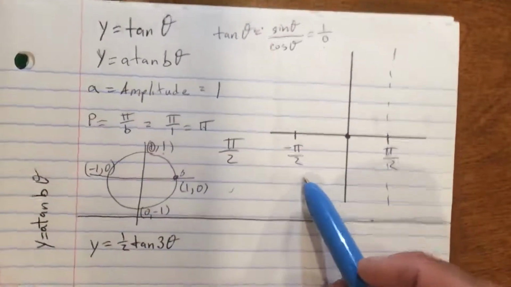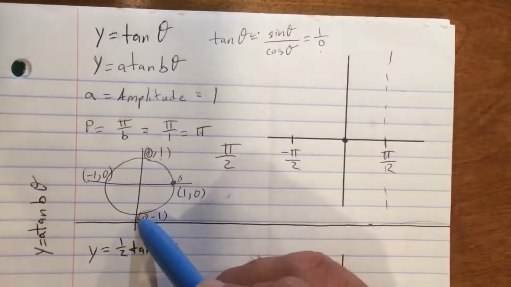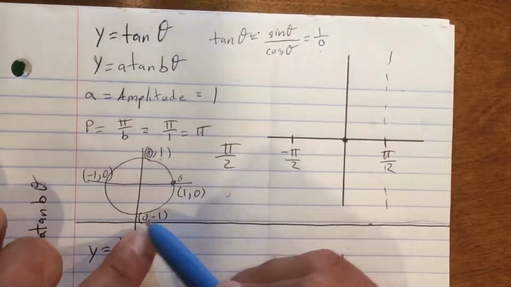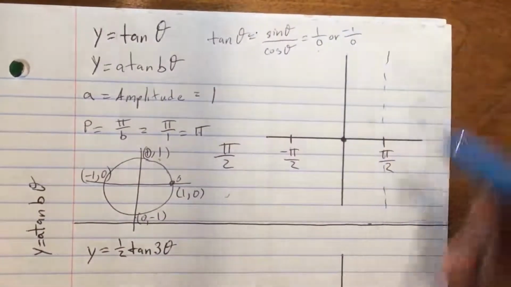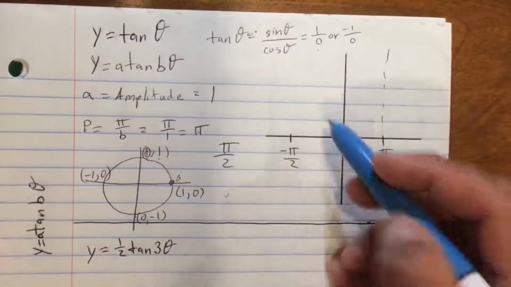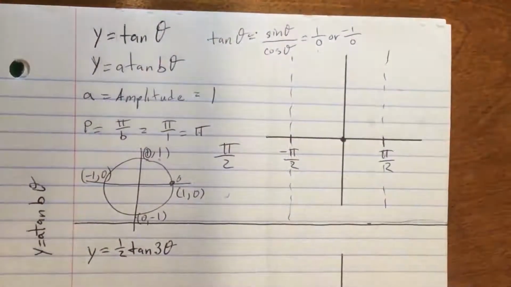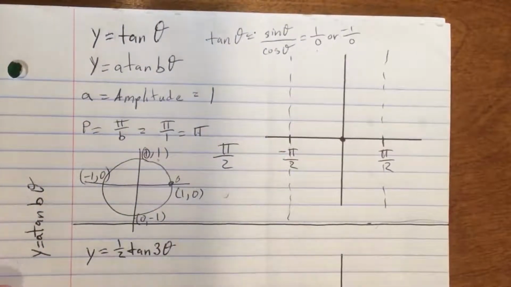If you look at negative pi over 2, it's the same thing, because if we go negative pi over 2 this way, we still hit this point. And this is going to be negative 1 over 0, which is also undefined. That means that tangent will also never cross this line. Okay, so now we can go ahead and graph the points that are inside.